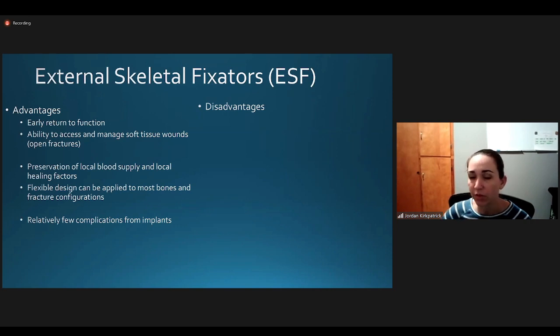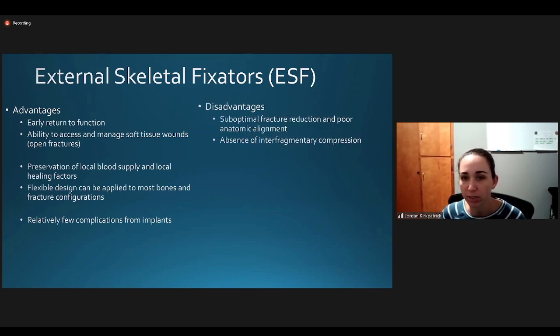And there's relatively few implant complications. Disadvantages is it doesn't always have the best fracture reduction or alignment, and there is no type of interfragmentary compression, so no compression of the bones. You want some compression. That's what helps stimulate healing of the fracture site, and you don't really get that with external skeletal fixators.